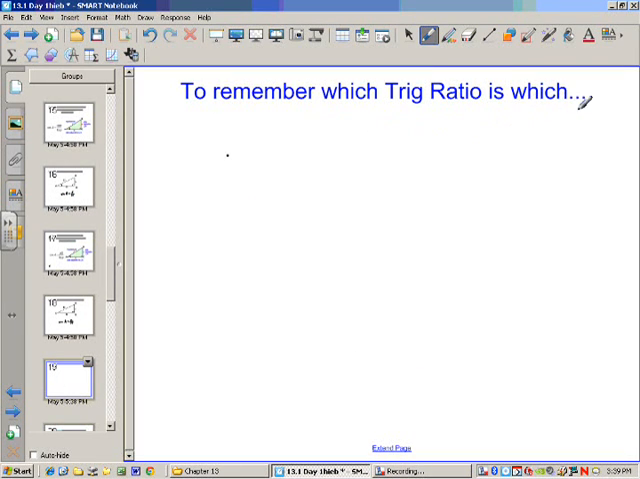Now, to remember which trig ratio is which, I like to write it like this. So, SOH, CAH, TOA. So what this means is sine is opposite over hypotenuse, cosine is adjacent over hypotenuse, and tangent is opposite over adjacent. So SOHCAHTOA is something that a lot of people use when they're trying to remember their trig ratios.